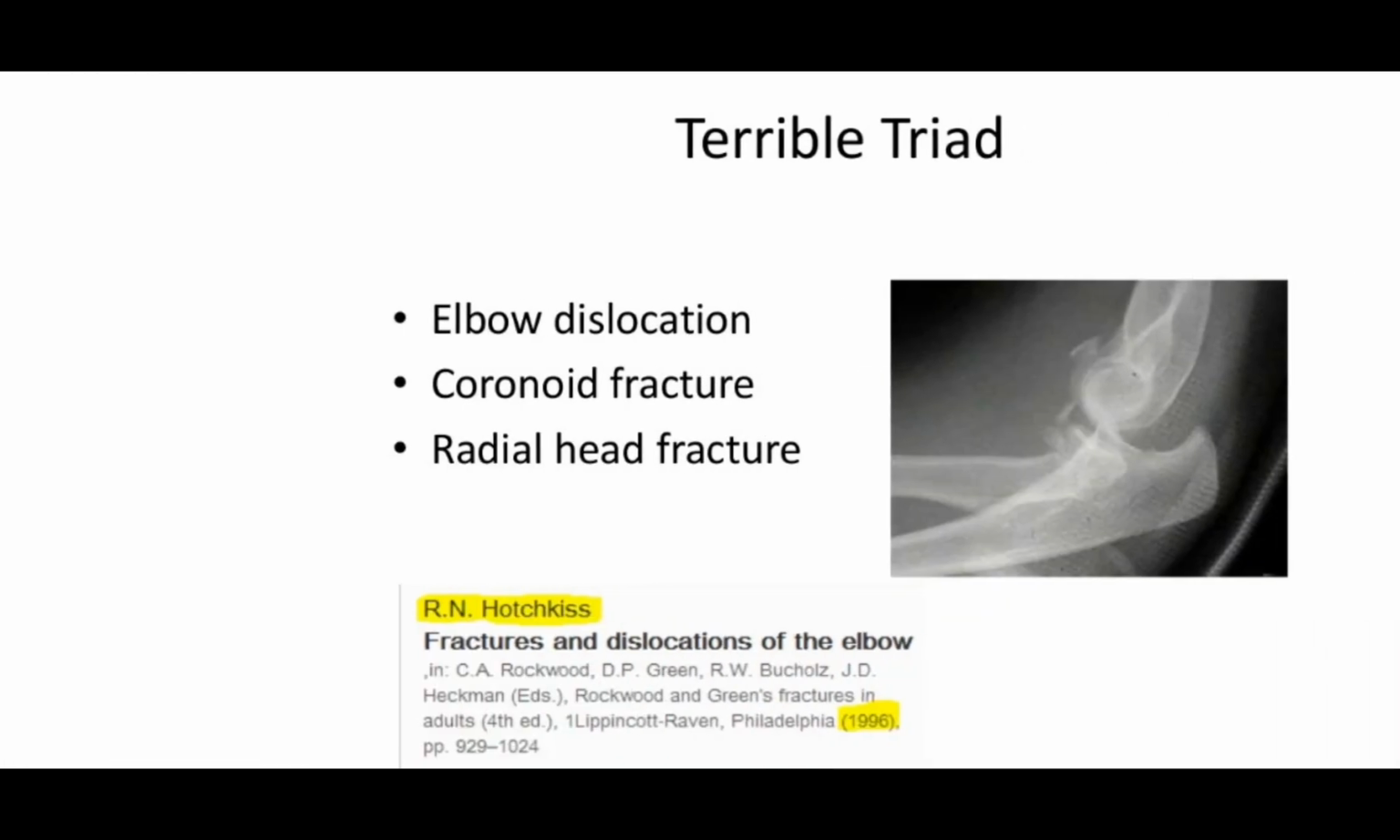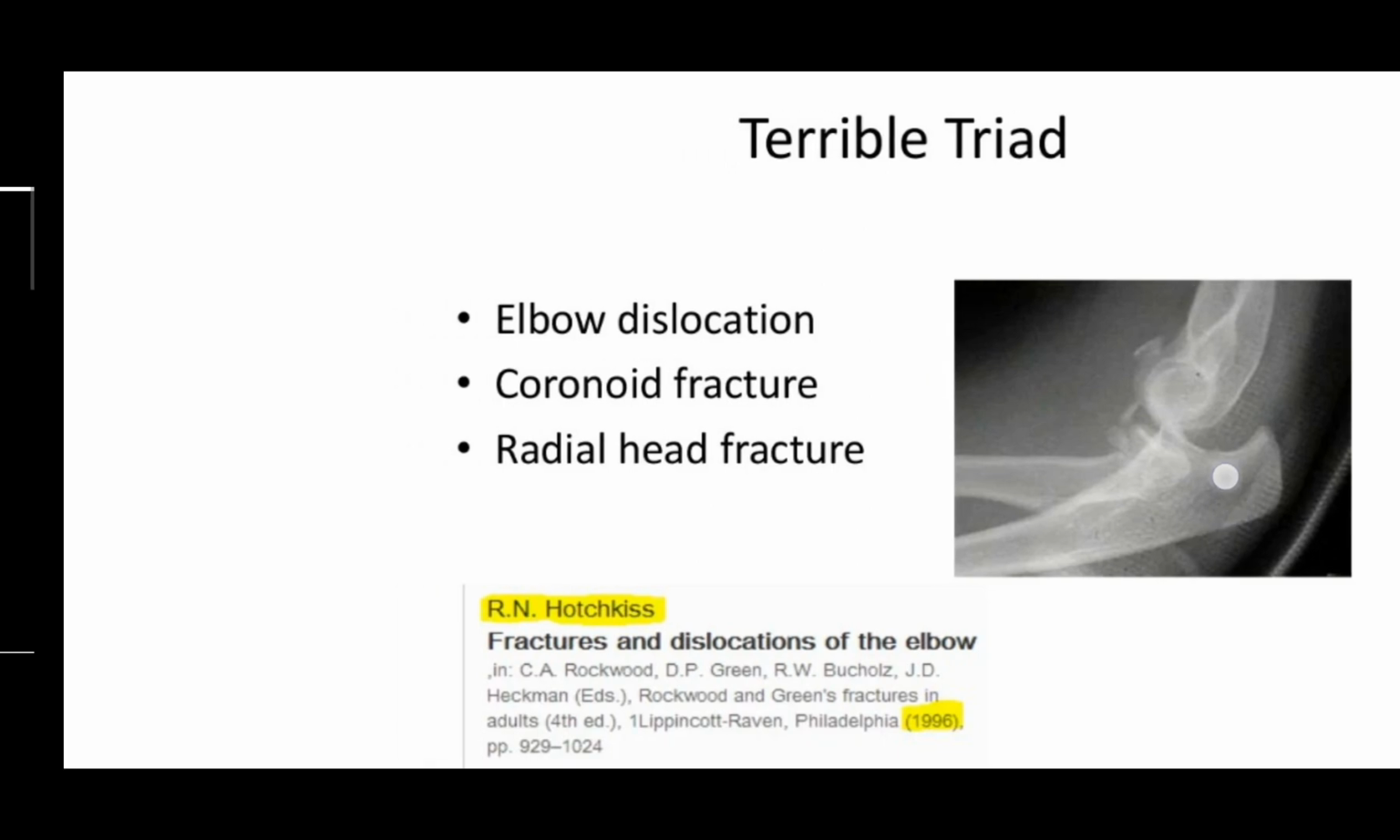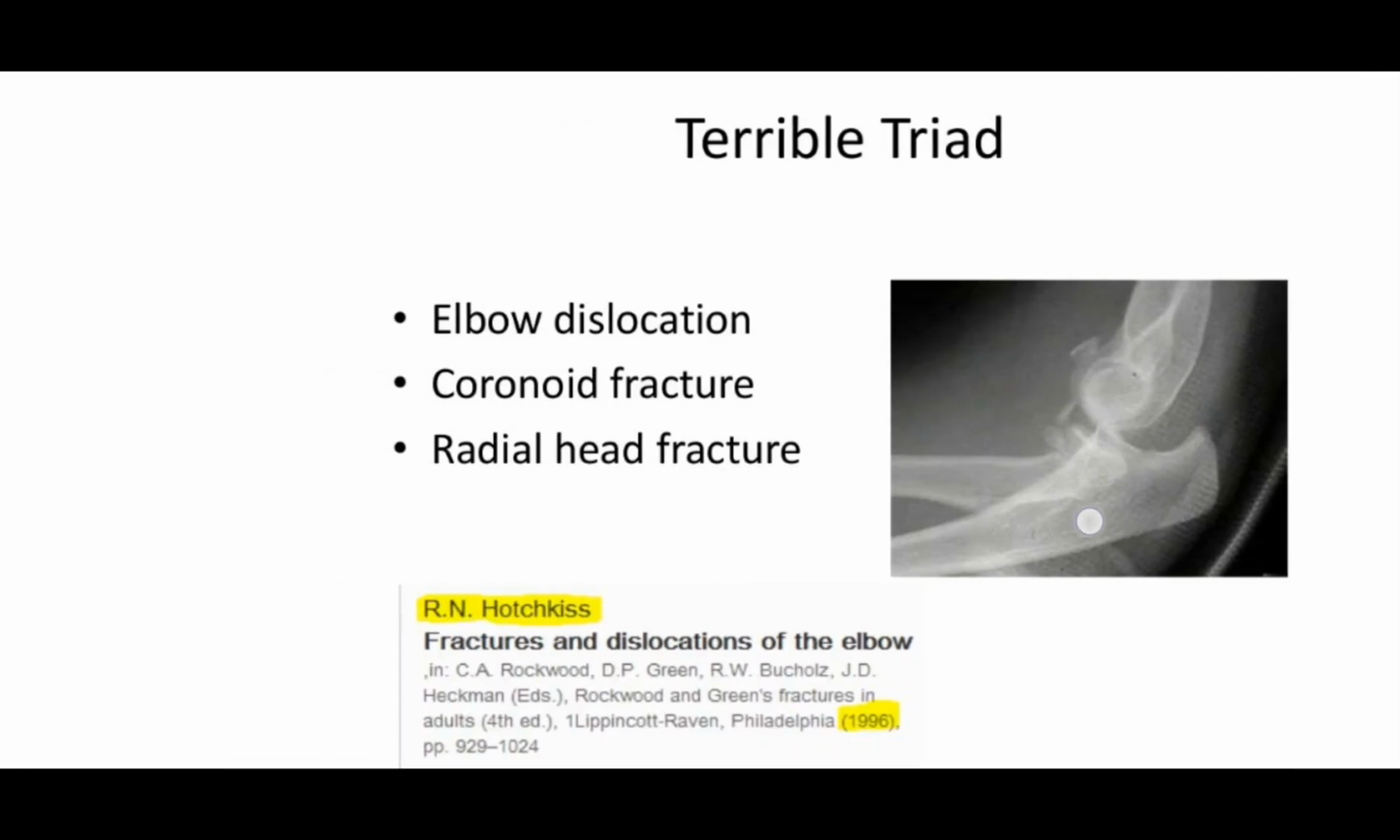Then next we have the terrible triad, Hodgkin's terrible triad. It is basically a triad of three things in the region of elbow. The elbow is dislocated, coronoid fracture of the ulna and radial head fracture. In the ulna, coronoid fracture, and in the radius, head fracture, and elbow is dislocated.